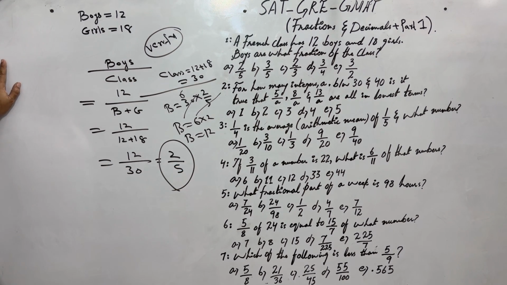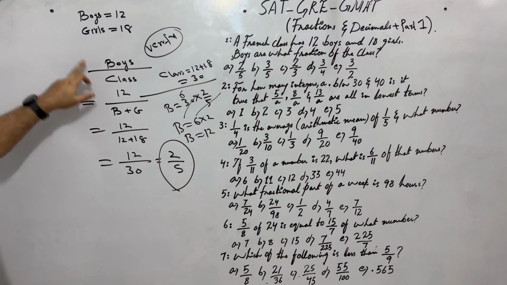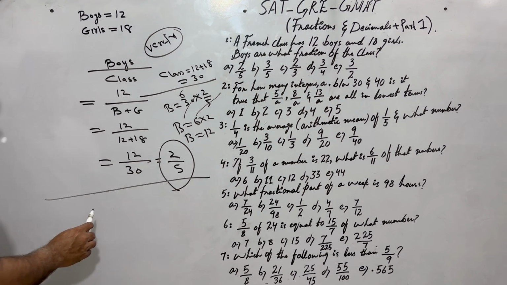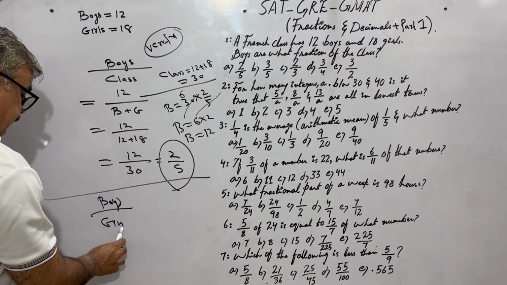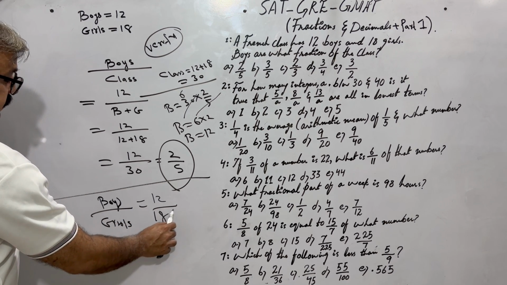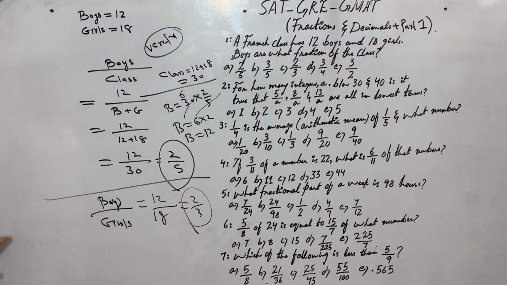The ratio of boys to the whole class is 2 ratio 5. While the ratio of boys to girls, 12 to 18, is 2 over 3, that is 2 ratio 3. Okay, moving towards the next question.